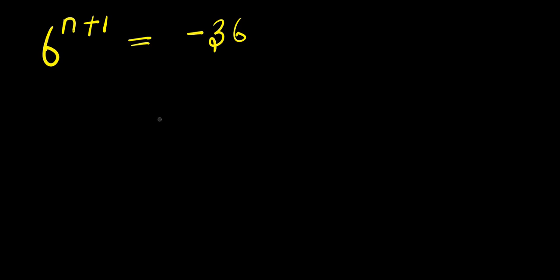Hello, how to solve this exponential problem? This is 6 power n plus 1 equals negative 36, solving for the value of n. Now, if you consider a power x plus y, this equals a power x times a power y.